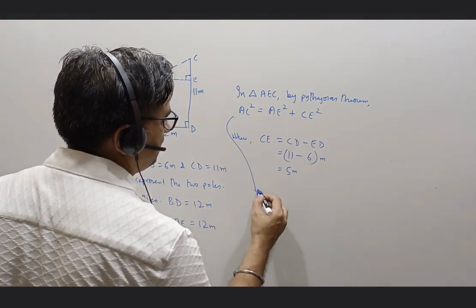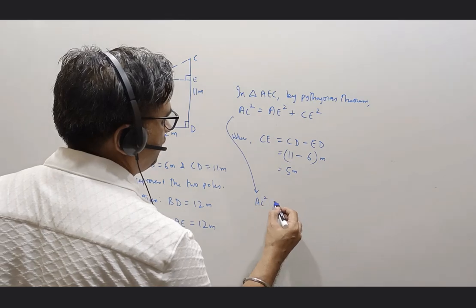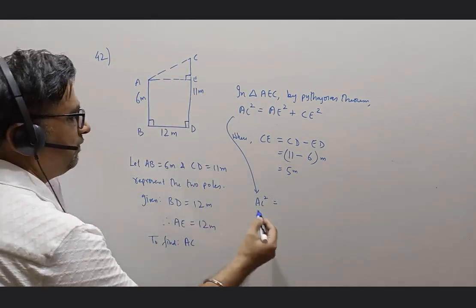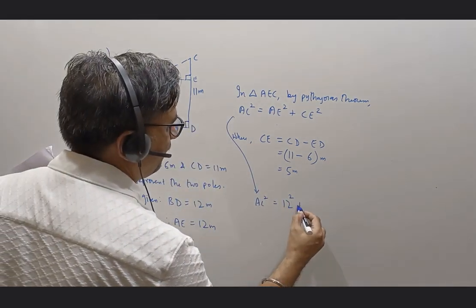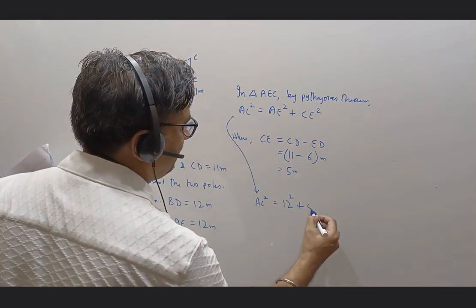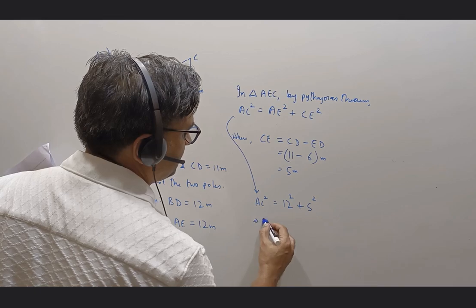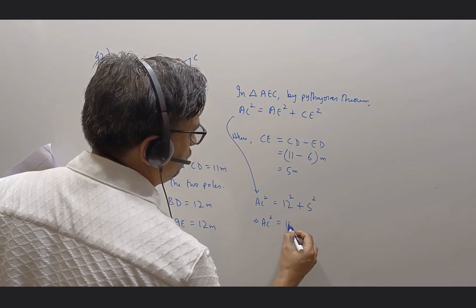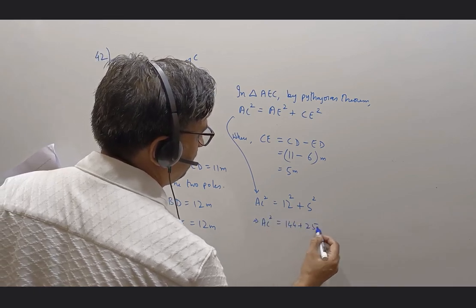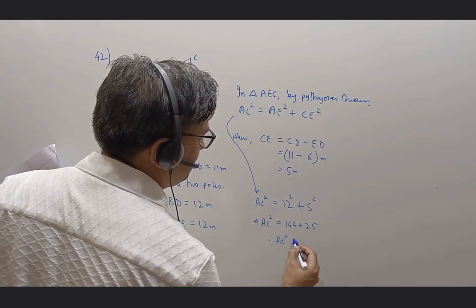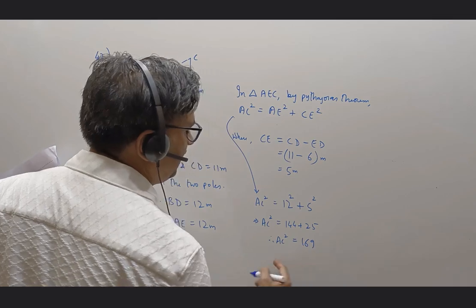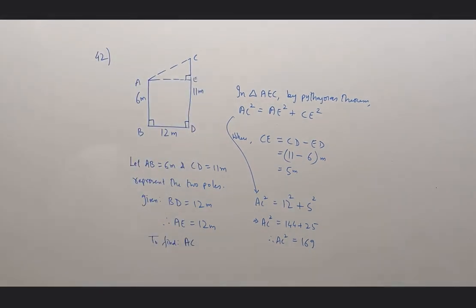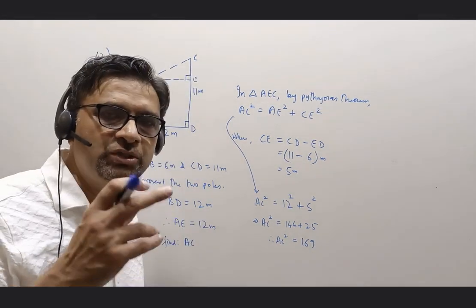Now if we get here, AC square is equal to AE square, which is 12 square, and CE square is 5 square. That gets us what? AC square is equal to 144 plus 25. Therefore, AC square is equal to 169. You will have to determine that number, which when multiplied by itself gets us 169.